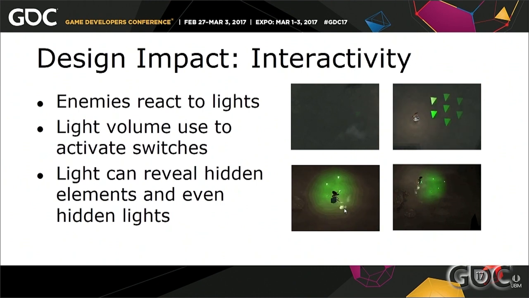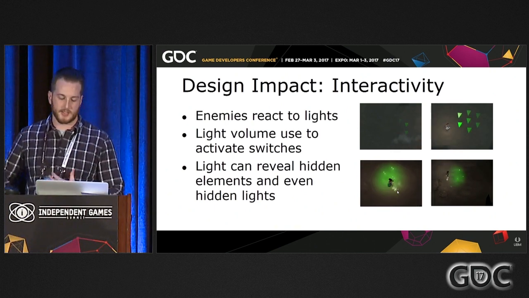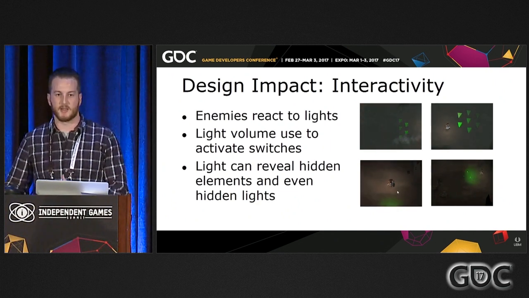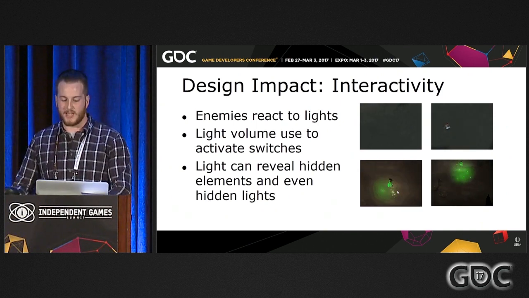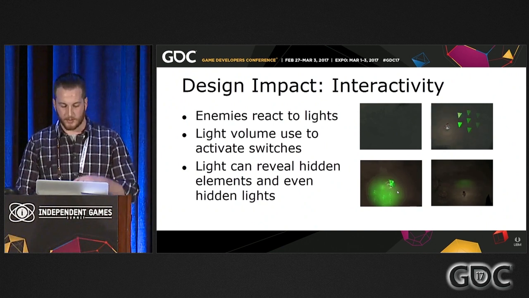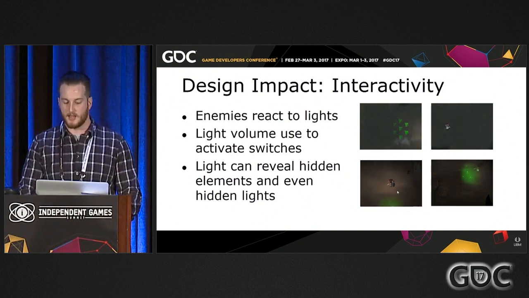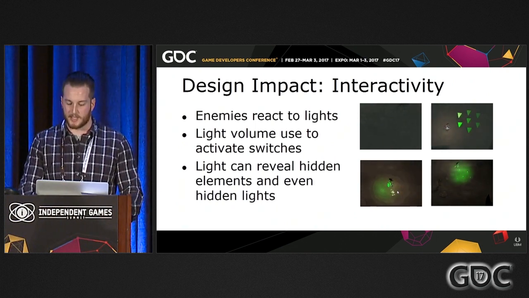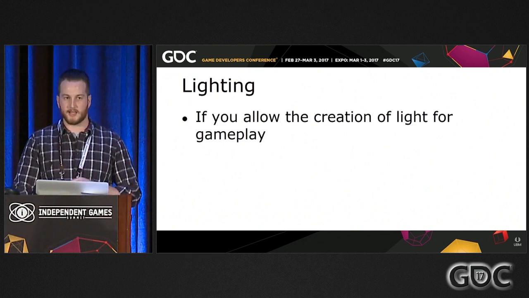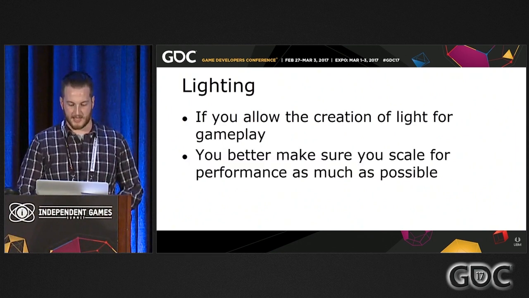Another thing that we found by creating this lighting system was it allowed us to have enemies interact with light. It allowed us to do things like create light volumes, which we then used to activate switches. And we even created this thing where lights will reveal hidden objects, and that whole thing piggybacks on the lighting system, and it extends all the way to lights that are actually hidden by other lights. So you can use a light to reveal this hidden world that's filled with lights that will then, for example, in these videos, illuminate the character, whereas it would otherwise not be visible. So the moral of the story is that if you're going to add the ability to create light in your game for gameplay, you better make sure that it scales as well as possible.